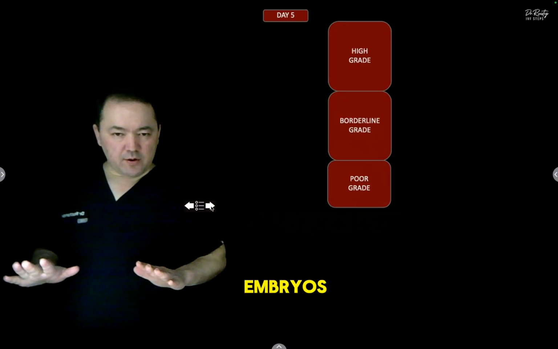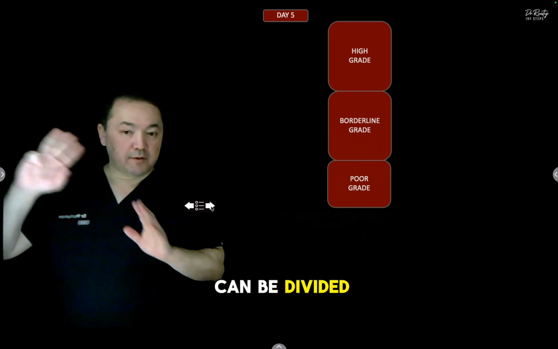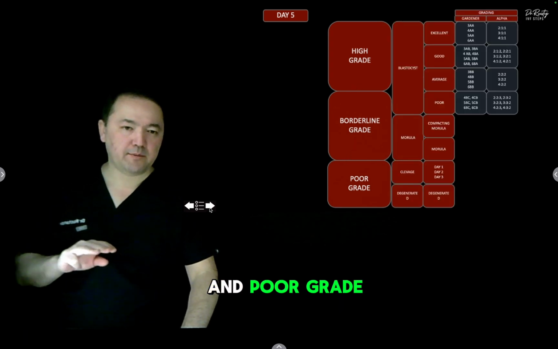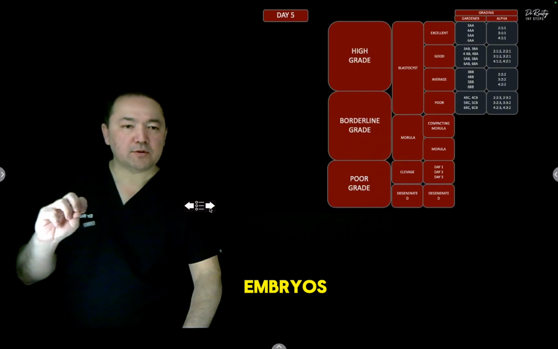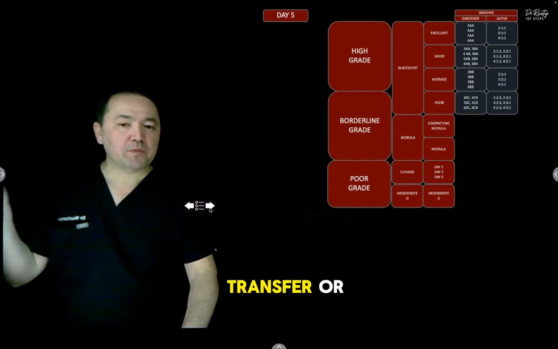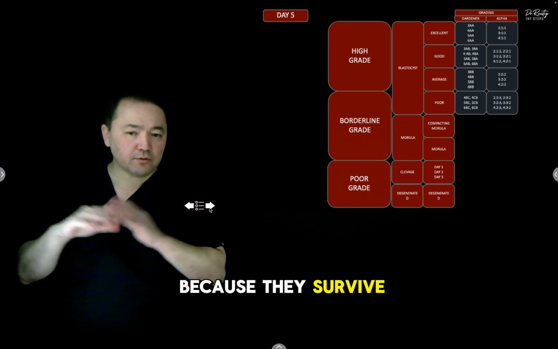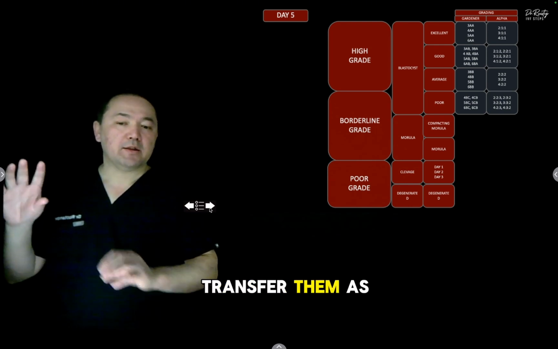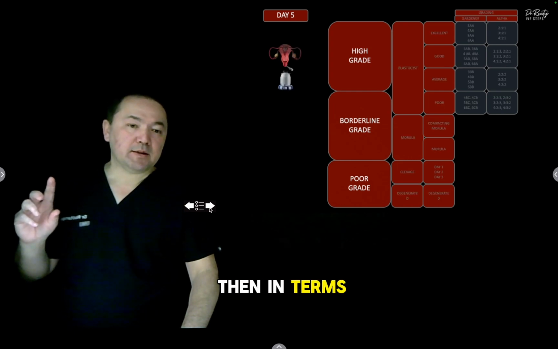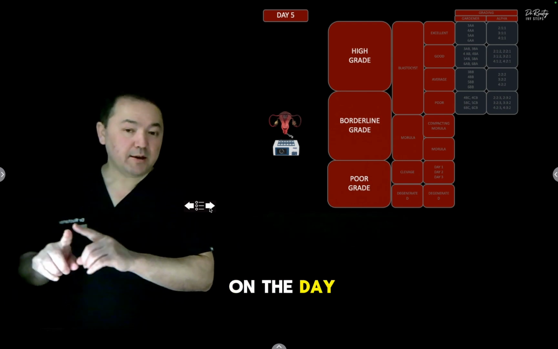When you assess embryos, you find out the embryos can be divided into three different categories: high-grade embryos, borderline grade embryos, and poor grade embryos. The high-grade embryos are blastocyst embryos, and they can be used for transfer or frozen that day on day 5 itself, because they survive freeze-thaw stress, and when you transfer them fresh, you get a good chance of pregnancy.